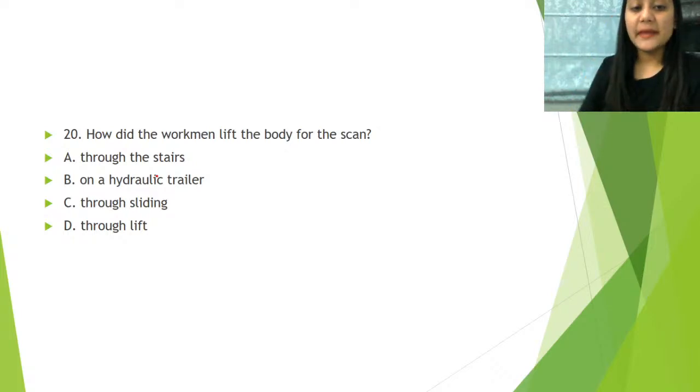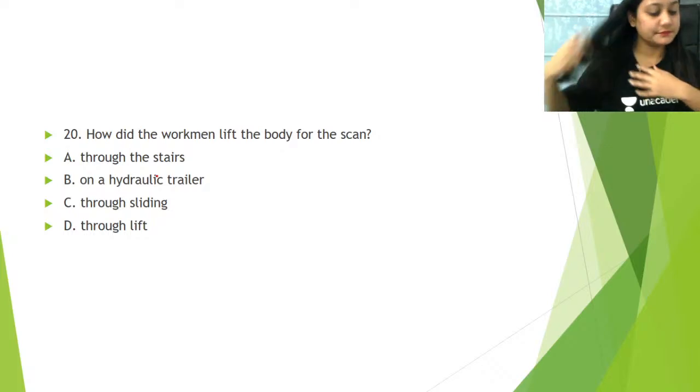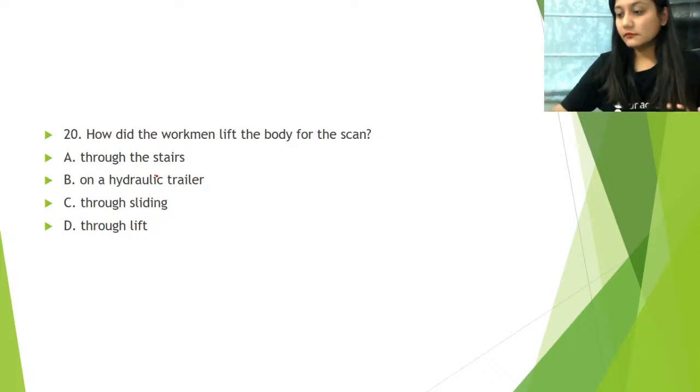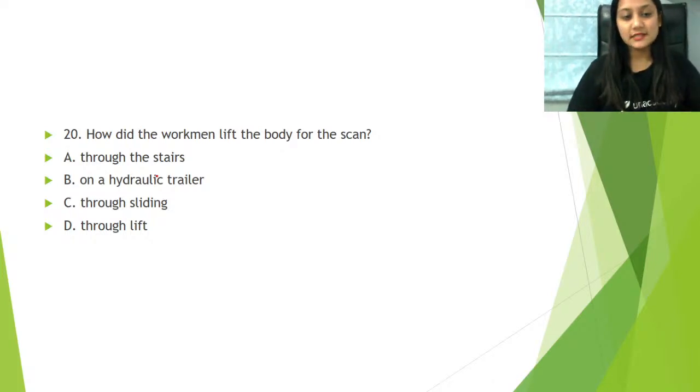How did the workmen lift the body for the scan? Through the stairs, on a hydraulic trailer, through sliding, or through a lift. What did they exactly use to let the body go for scanning? If you read the chapter properly, you can answer this question pretty clearly. I'm so sure of that. We are on 20th.